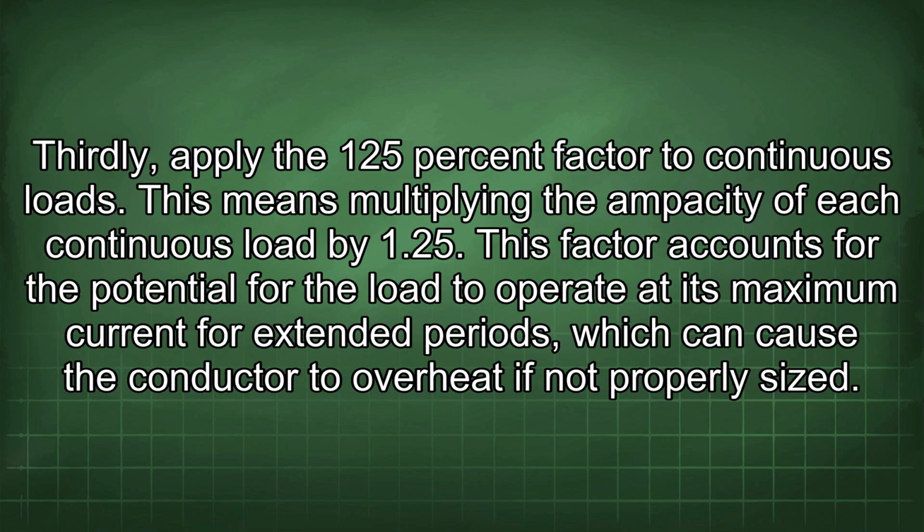Thirdly, apply the 125% factor to continuous loads. This means multiplying the ampacity of each continuous load by 1.25. This factor accounts for the potential for the load to operate at its maximum current for extended periods, which can cause the conductor to overheat if not properly sized.